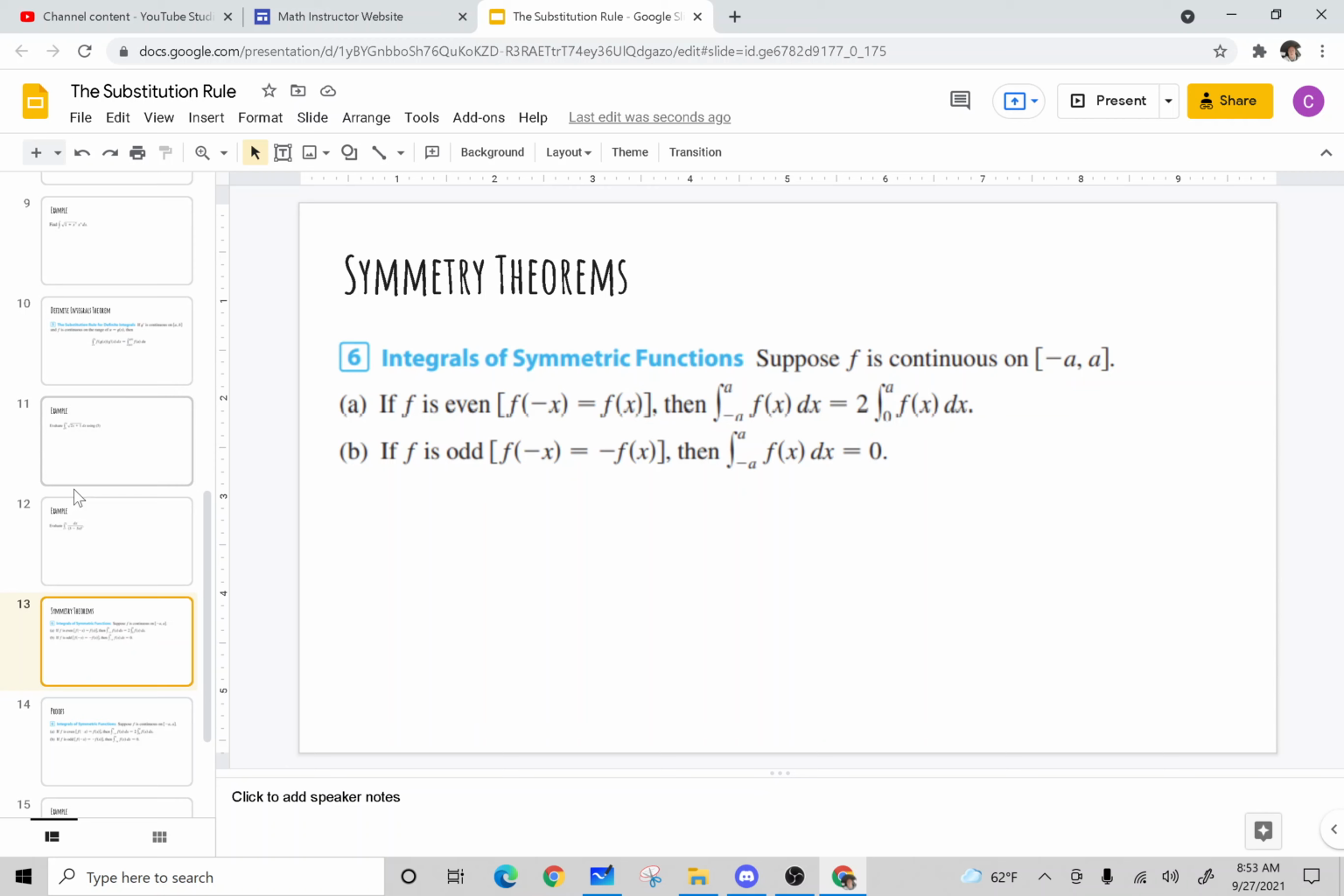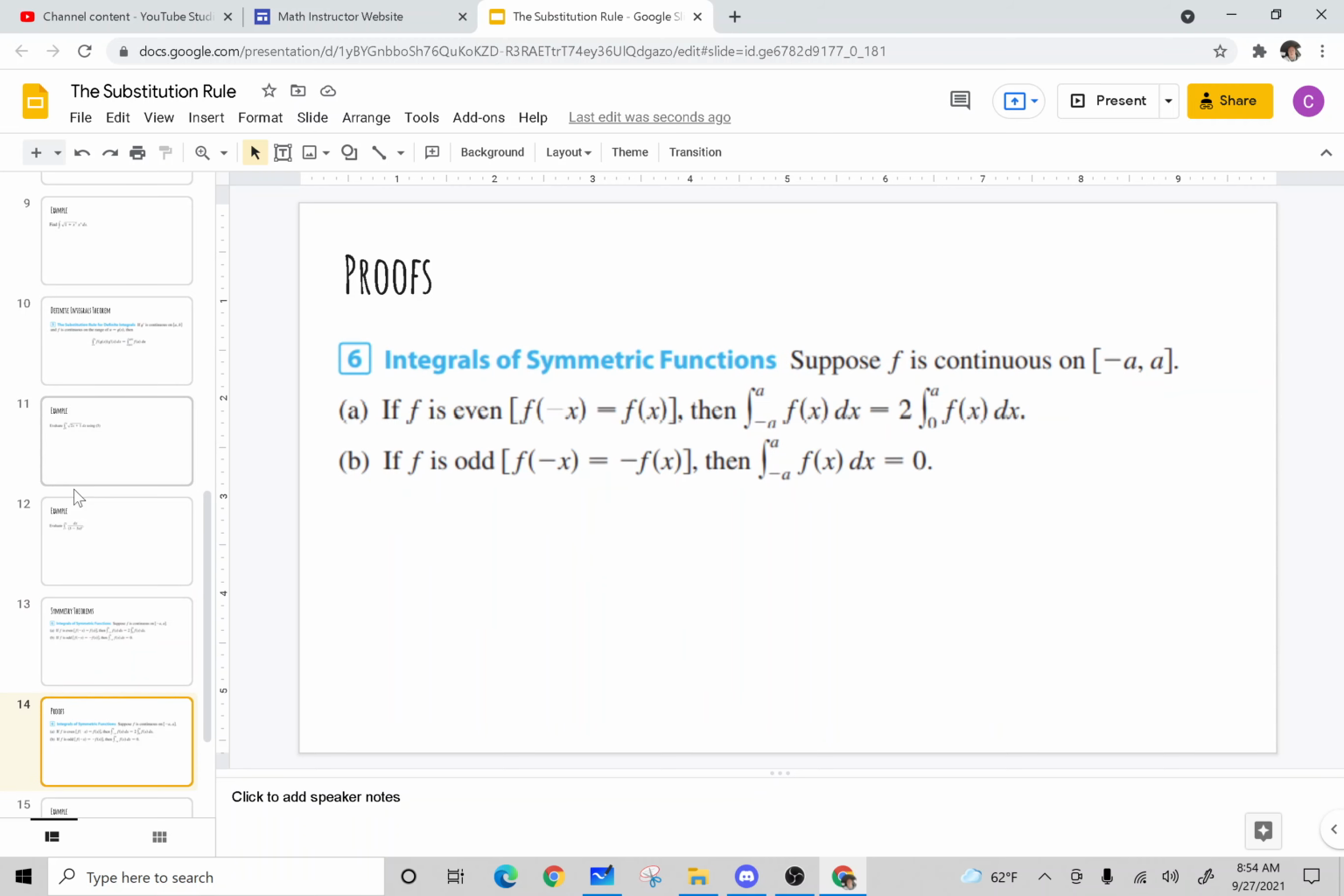So suppose f is continuous on the closed interval negative A to A. If f is even, then you kind of have this rule where you just double it. Okay, and then once again, if you go from negative A to A and f is odd, then it's going to equal 0 because they're going to cancel each other out. It's going to subtract off what you added on if they're symmetric. So we've got them being continuous again.